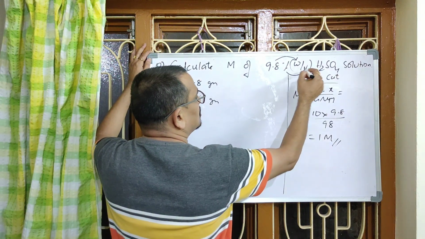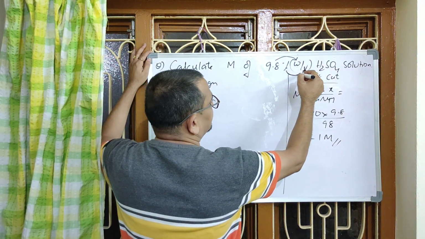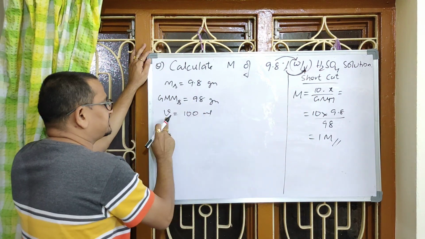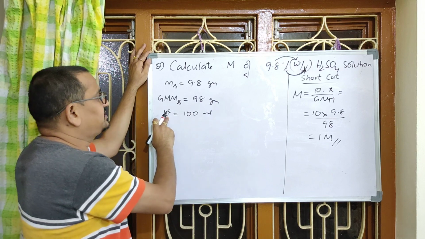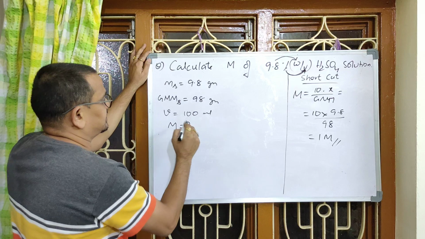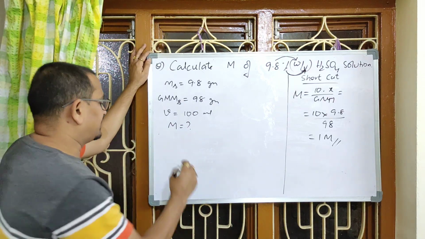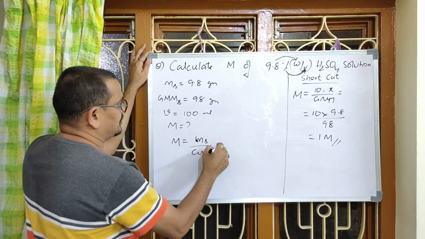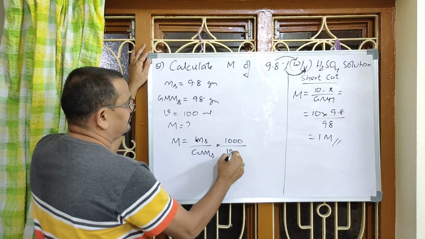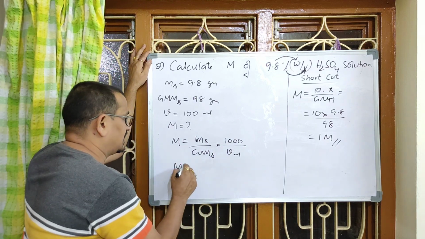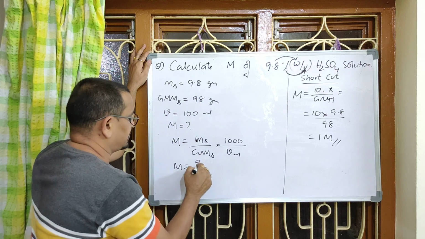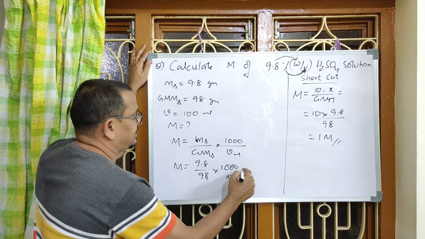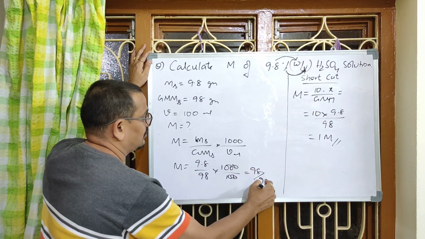Next, what is the volume of the solution given? Here percent is assigned, so the volume of the solution is 100 ml. As it is in milliliters, I am using the small v. Next, molarity is to be calculated. It's your turn. Molarity equals mass of solute by gram molecular mass of solute into 1000 by volume of solution in ml. So molarity equals 9.8 by 98 into 1000 by 100. It is 98 by 98, 1 molar.